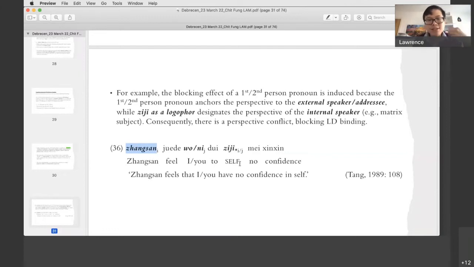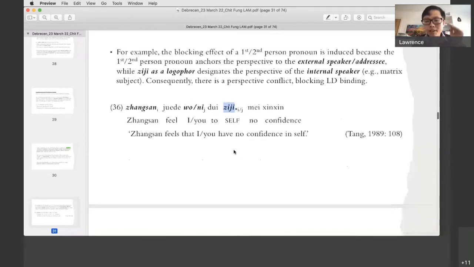So in that sense, we will see that there is a kind of perspective conflict. Because here, Zhang San feels I or you, so you have to change the perspective to the external speaker perspective or addressee perspective. But then when you need to go back to an internal speaker perspective, there will be a conflict of perspective. And this kind of conflict causes long-distance binding. All right, so perspective conflict. So this is a kind of functional explanation.